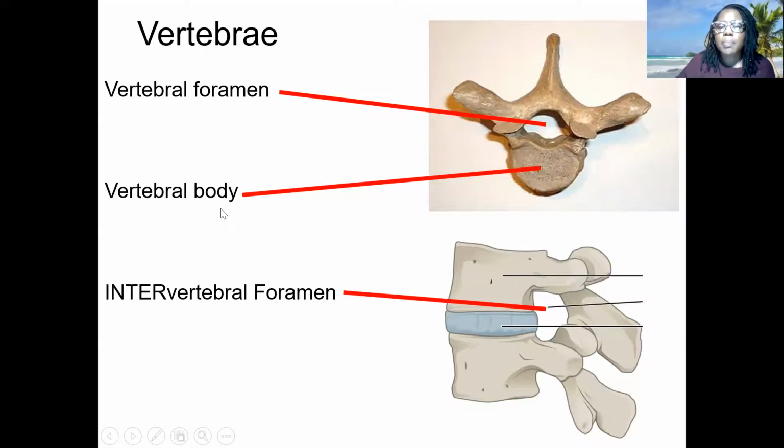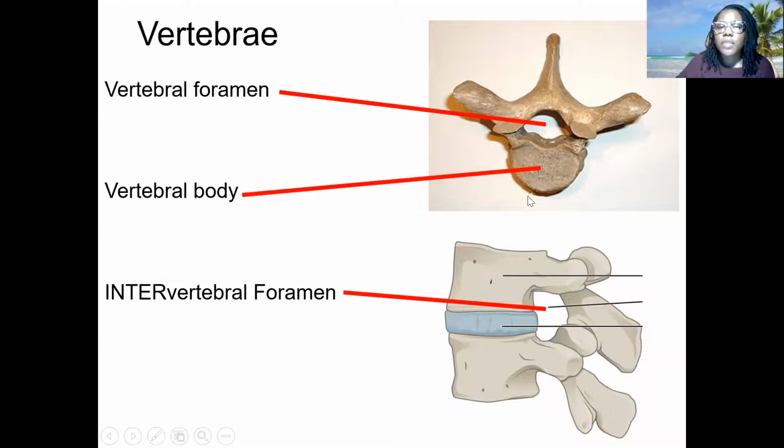Next, we've got the vertebral body. This is the anterior part of the vertebra. So this is the area that sits anterior to the spinal cord that's running in between this foramen. The vertebral body is usually just this thick, chunky part of the vertebra, especially of the lumbar vertebra.